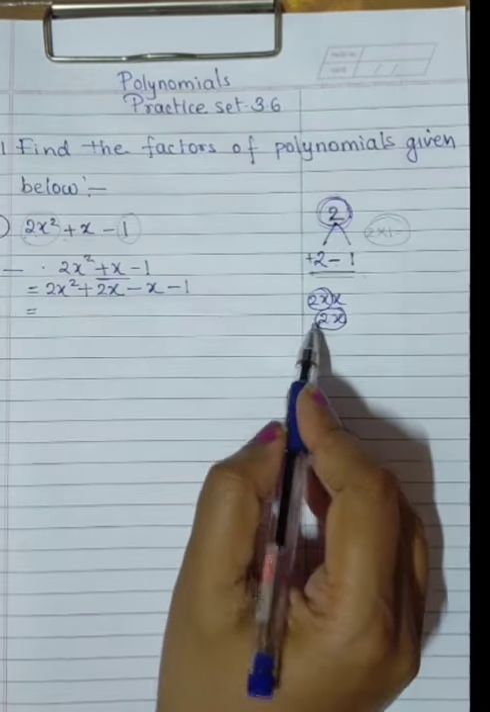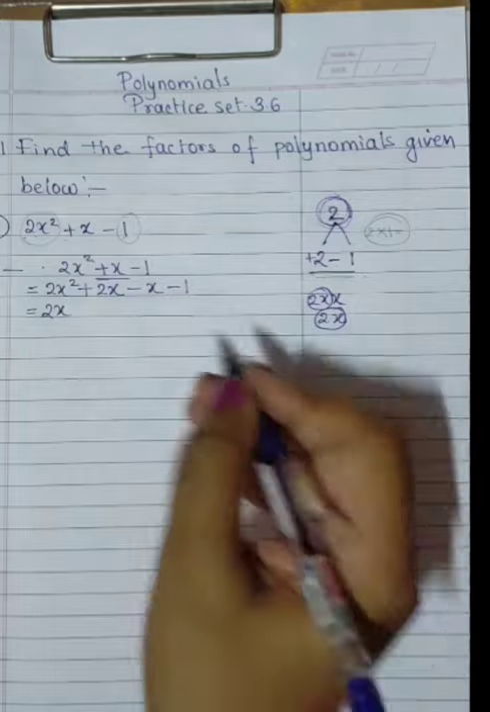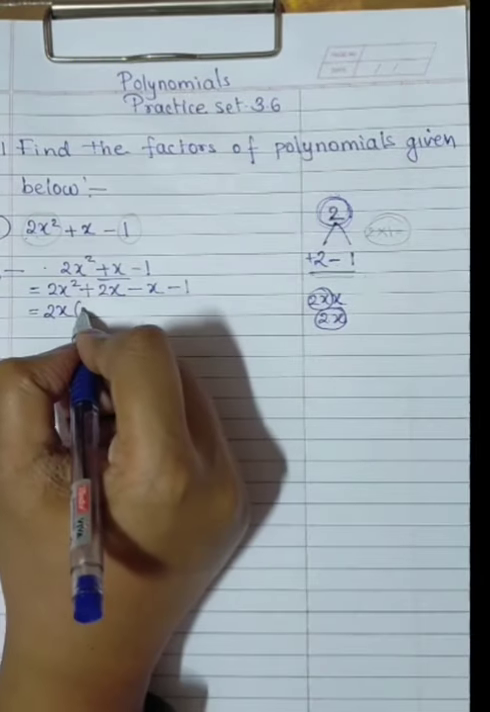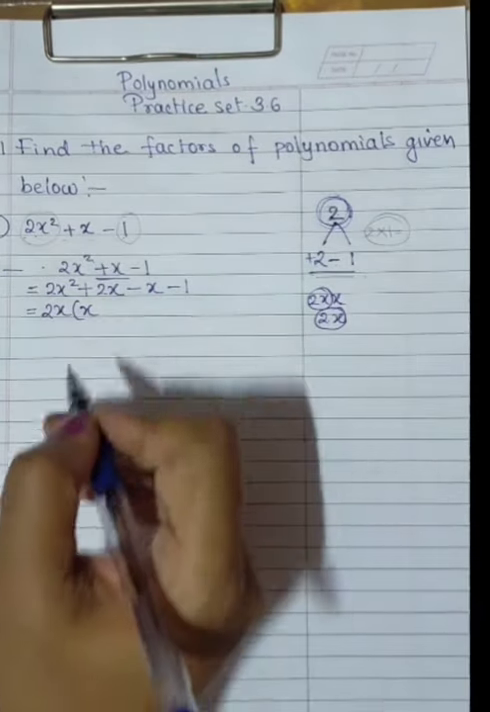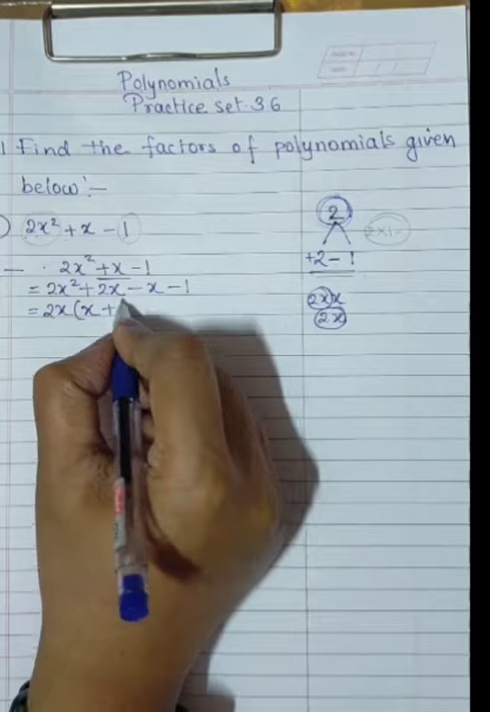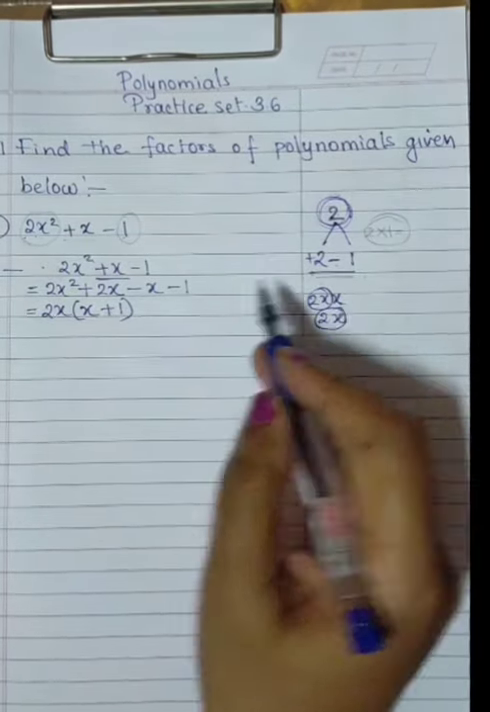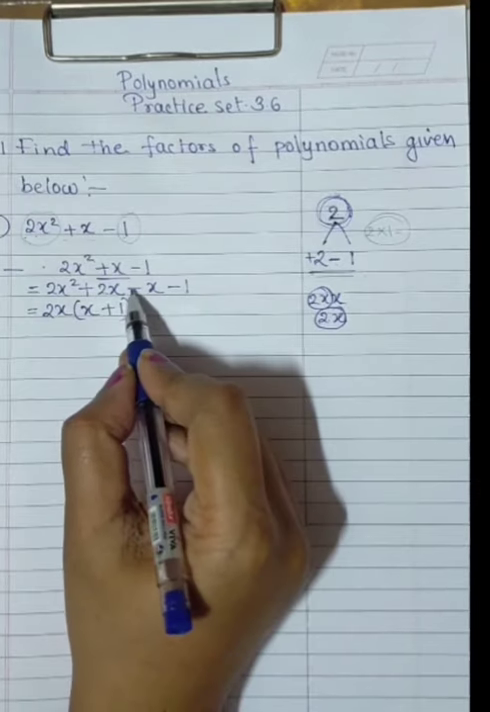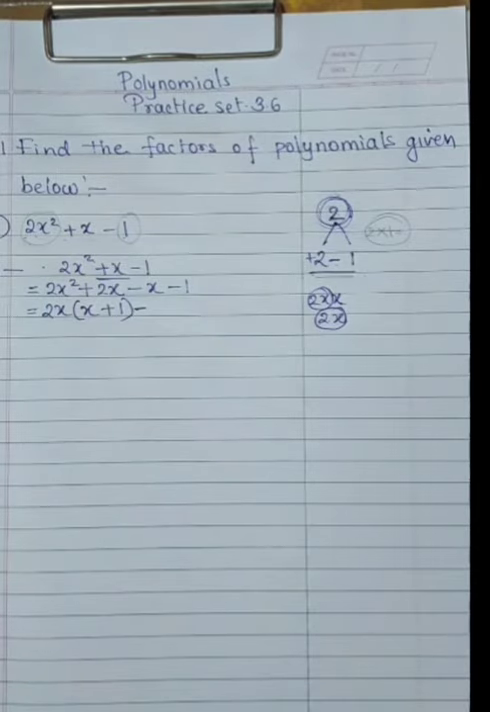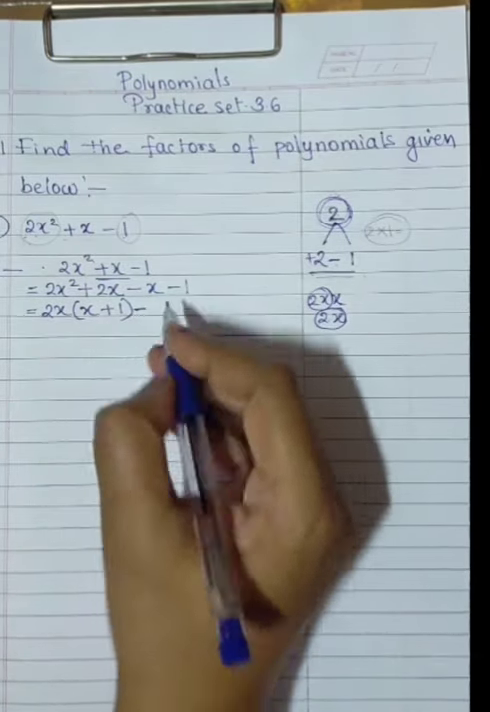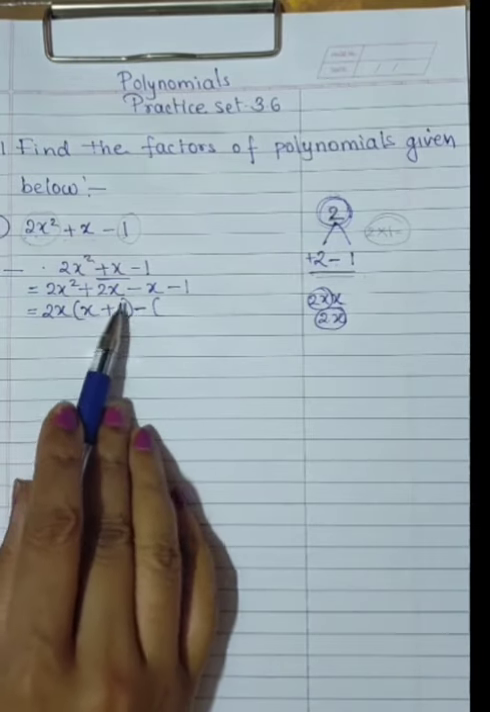So what we will do, the common we will write here, 2x, and the remaining x we will write inside the bracket. Okay, now nothing remains here, so we will write plus 1. Okay, nothing common remains here, so we are writing plus 1 here. Again this minus sign will come here, as you can see. Now here the same bracket will come.